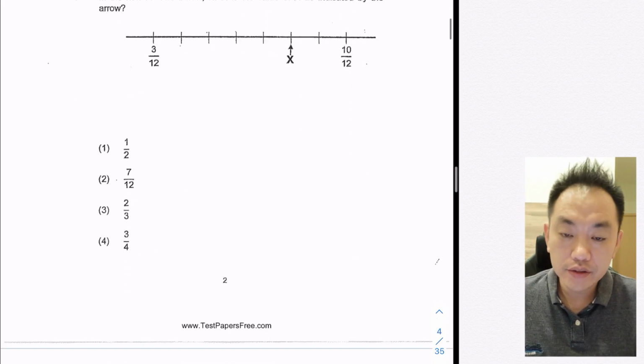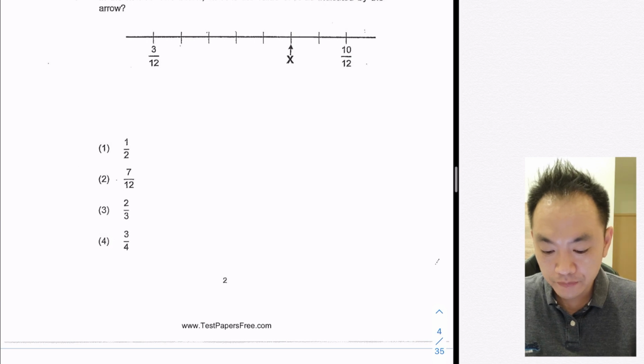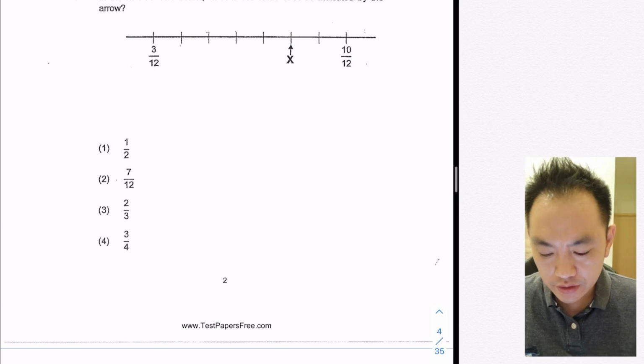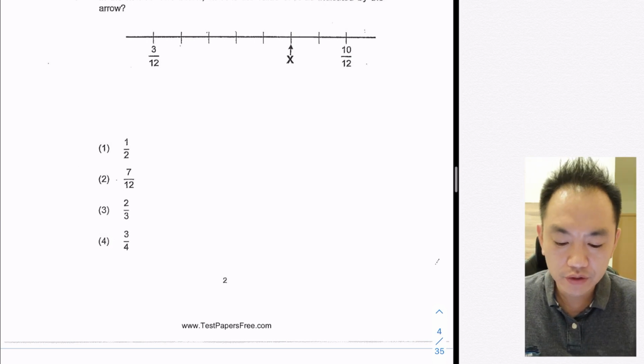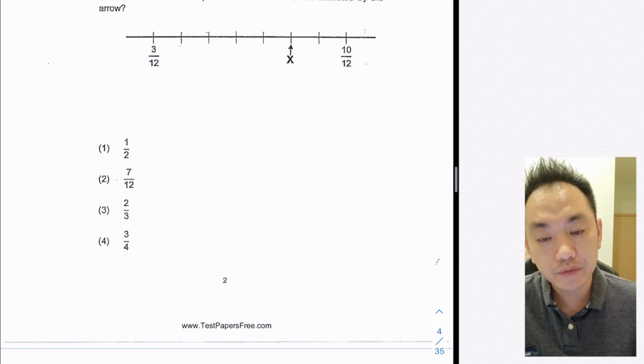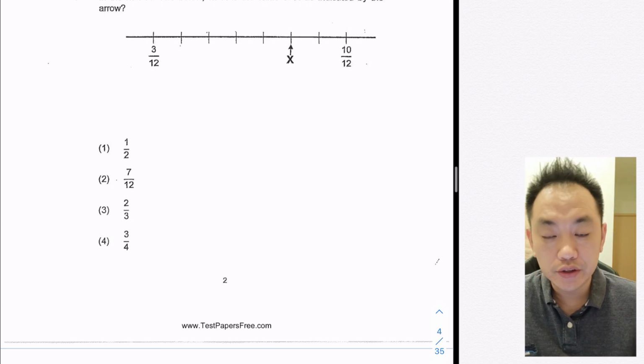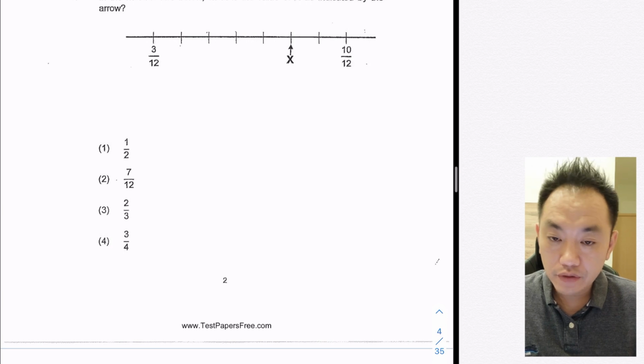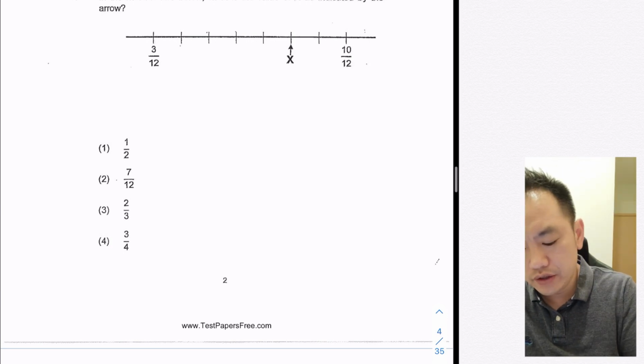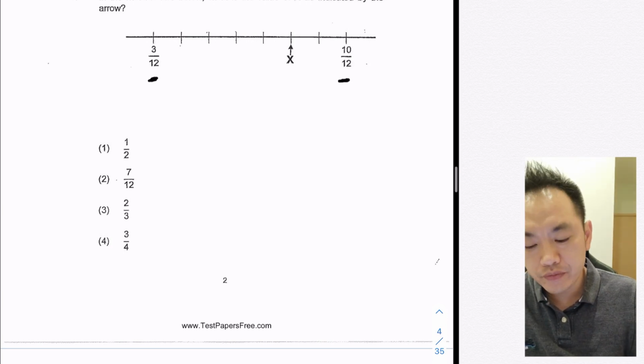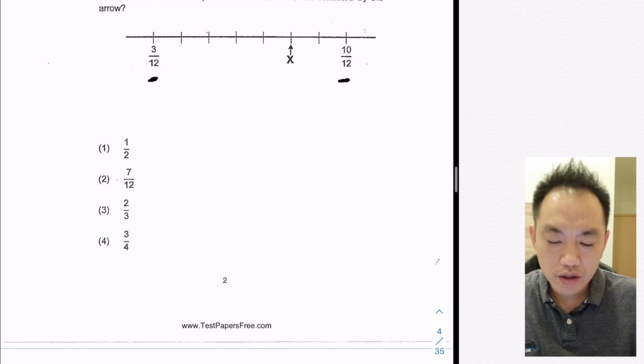Alright, let's move to question 4. In the number line below, what is the value of x as indicated by the arrow? Okay, so basically you saw a number line here, starting from 3 out of 12, ended by 10 out of 12. And then you have a few lines or segments in between.